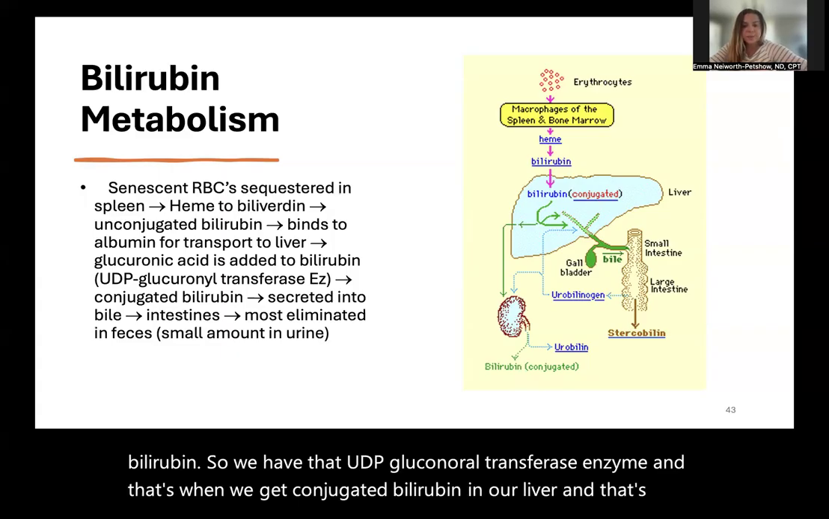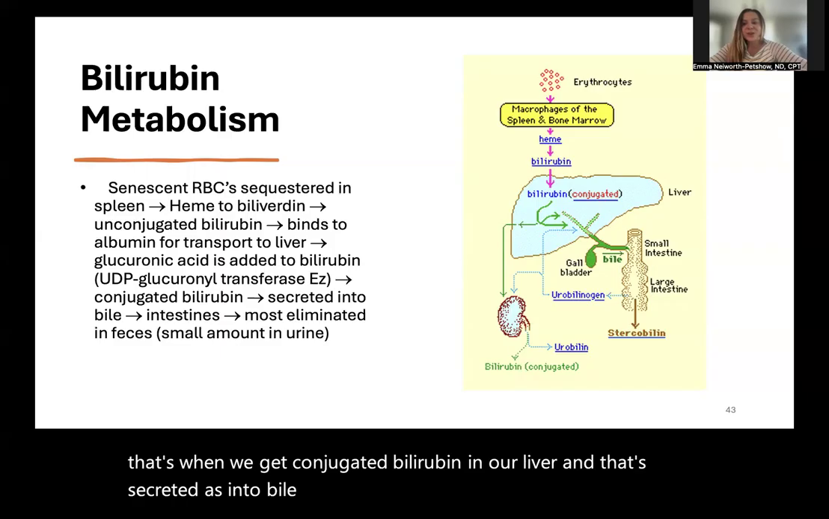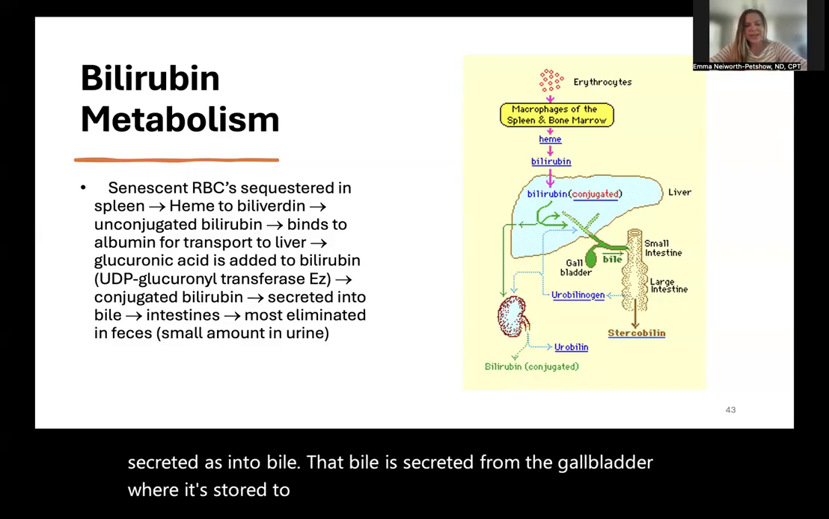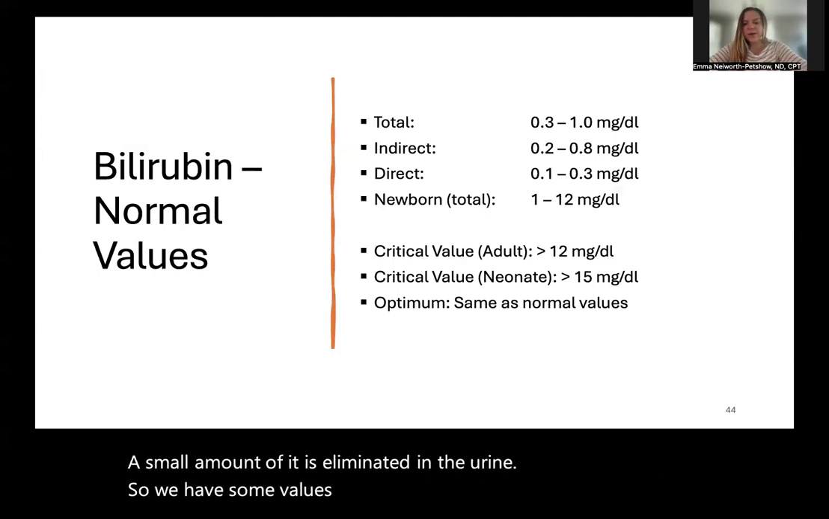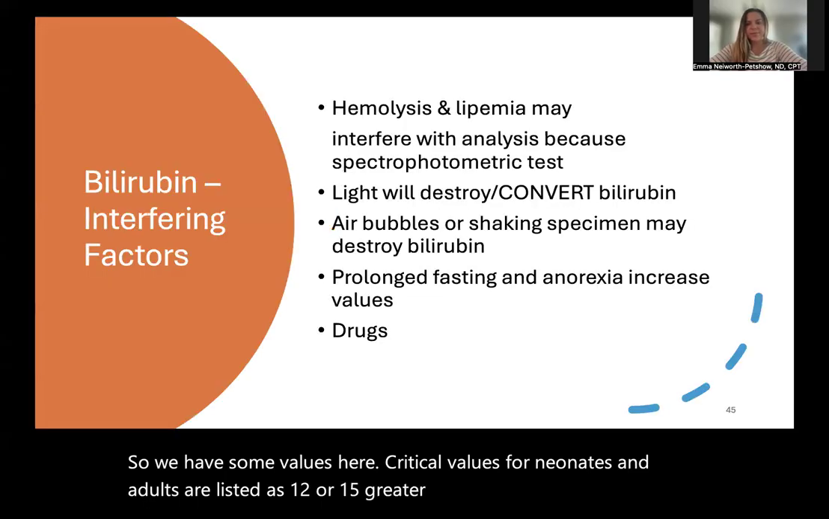That is secreted into bile. That bile is secreted from the gallbladder, where it's stored, to the intestines, and the majority of it's eliminated in feces. A small amount of it is eliminated in the urine. So we have some values here. Critical values for neonates and adults are listed as 12 or 15, greater than.